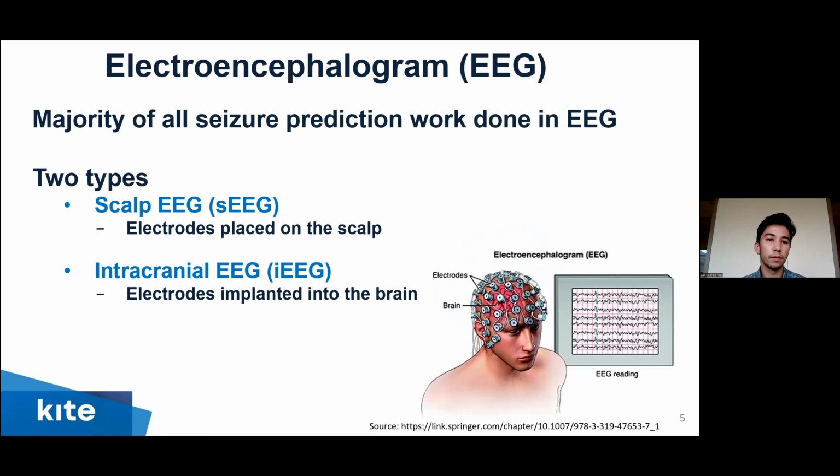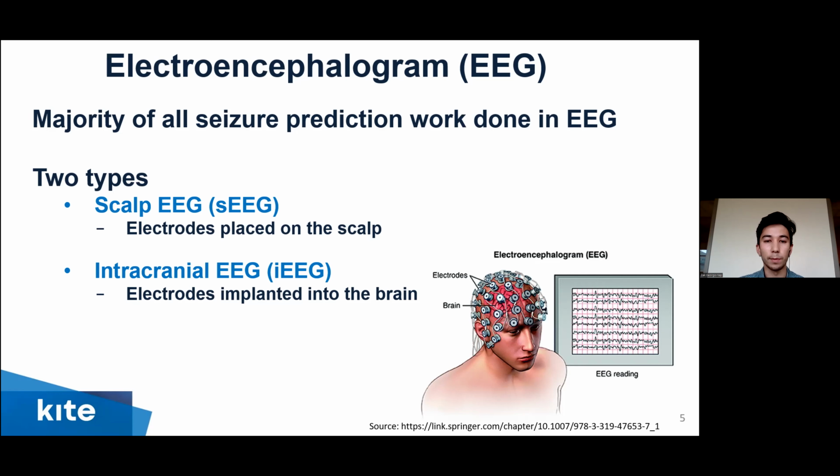The most common modality for seizure prediction is electroencephalography, also known as EEG. It's used by epileptologists to identify seizures, to diagnose epilepsy, and to treat patients. There are two main types of EEG. There's scalp EEG, where electrodes are placed on the scalp, and intracranial EEG, where electrodes are directly implanted into the brain. Typically, scalp EEG is noisier, but obviously it's significantly less invasive than intracranial EEG. However, for my seizure prediction work, I will be using intracranial EEG, mainly because of its superior sensitivity.